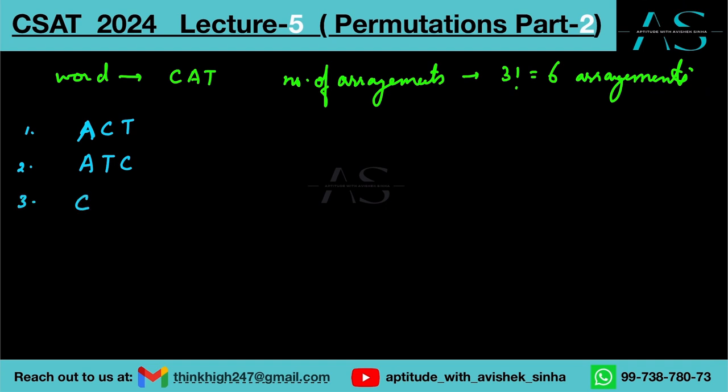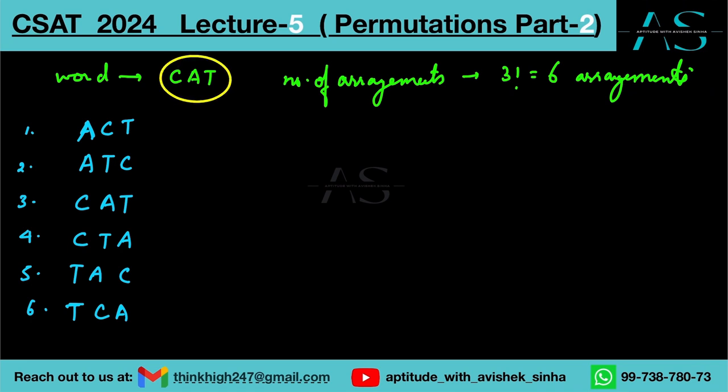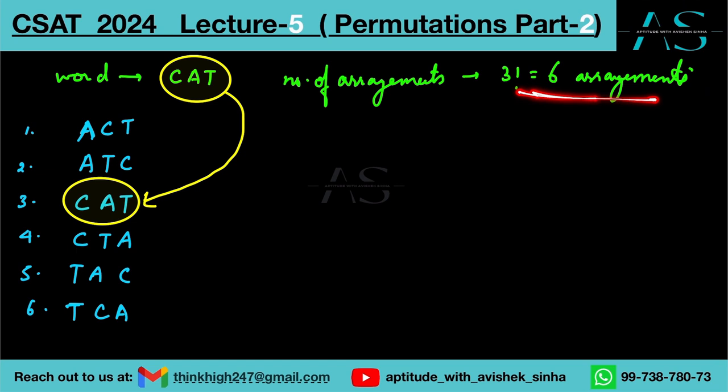Third arrangement would be C, A, T. Fourth would be C, T, A. Fifth would be T, A, C. And the last one, sixth, would be T, C, A. These are the arrangements in alphabetical order. Now, if you look carefully, the word cat is also contained as one of these 6 arrangements. Number of arrangements, the answer is 6 for this particular question.